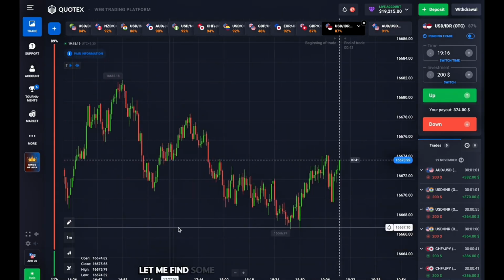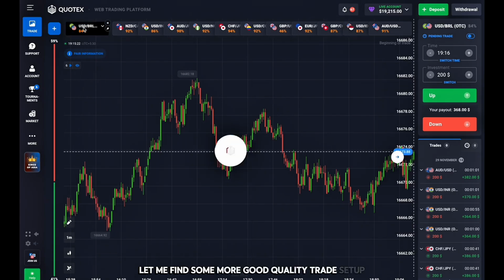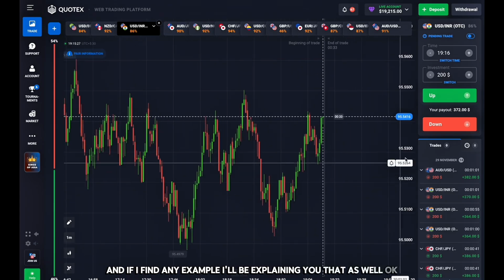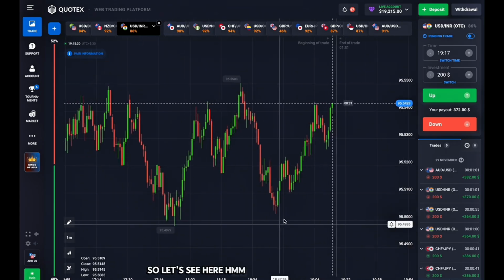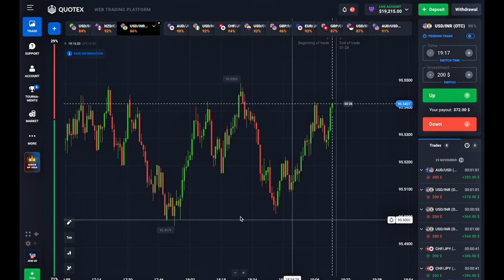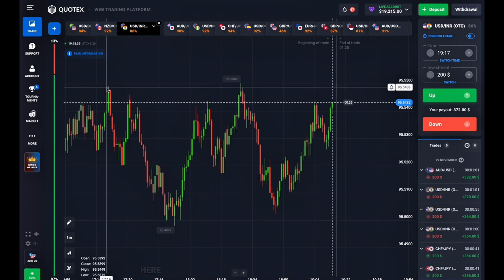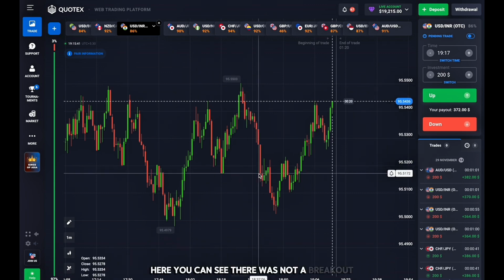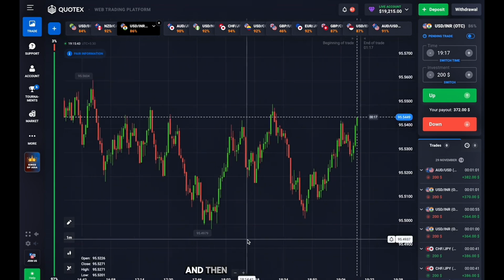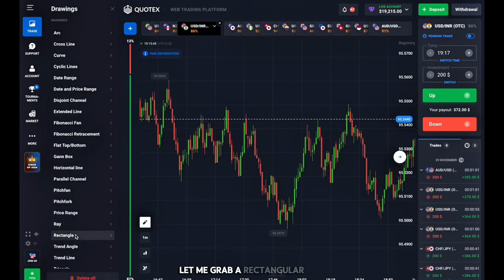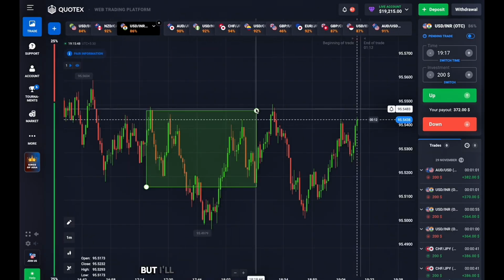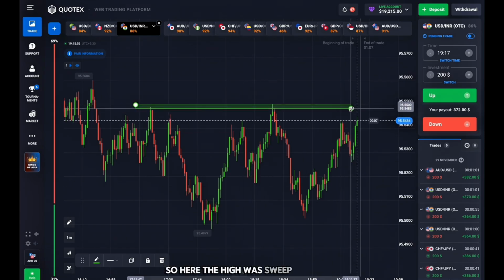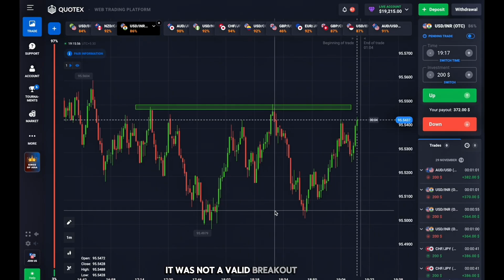Let me find some more good quality trade setups, and if I find any example, I'll explain that as well. Okay, so let's see here. In this ranging market, I'm going to explain how the market has dropped here. There was a liquidity sweep of this high. Here you can see there was not a breakout and the valid pullback was broken out, and then the market went down. Let me grab a rectangular box. I'll not be taking any trade here, but I'll just explain how the market moves. So here the high was swept by a wick. It was not a valid breakout, correct?